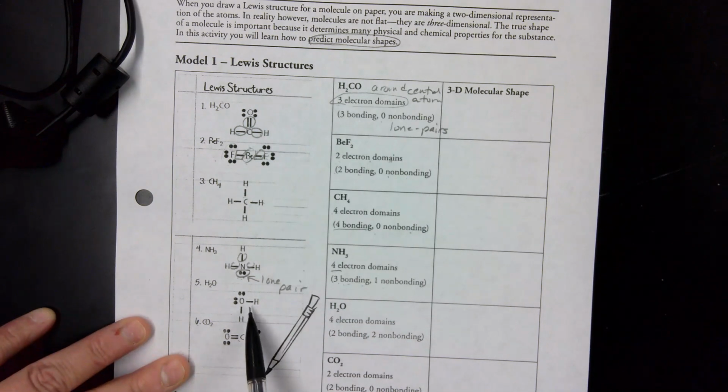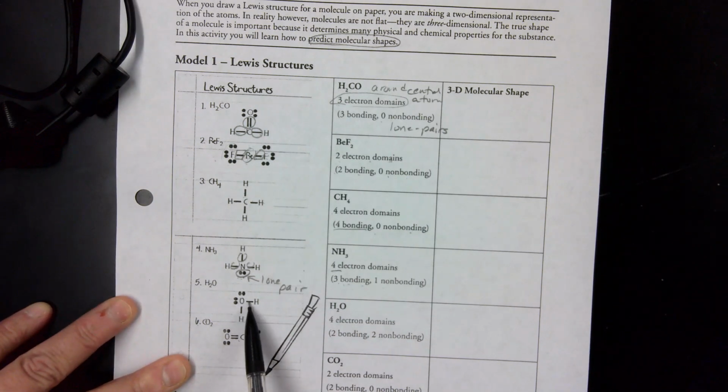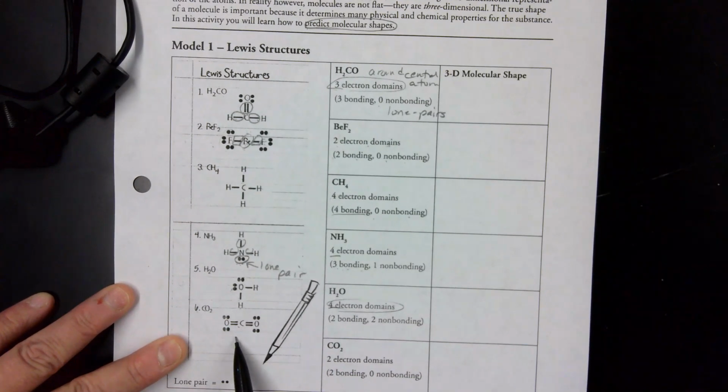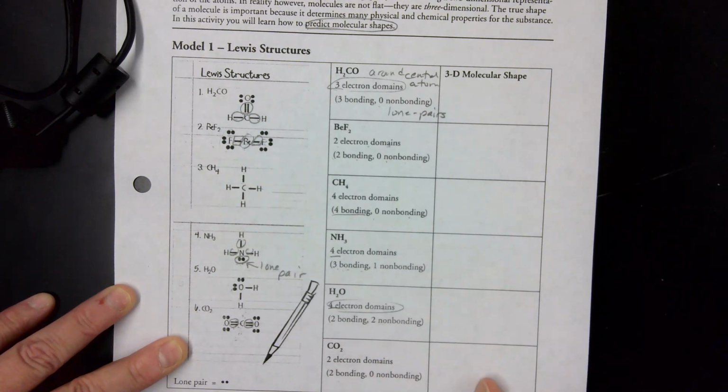Here we have water, H2O. Our central atom has 1, 2, 3, 4 total electron domains, two of which are bonded, two of which are not bonded. Here we have CO2. Around our central atom we have 1, 2 electron domains, both of which are bonded to atoms, and there are no lone pairs around that central atom. We'll come back to this column here in just a bit.